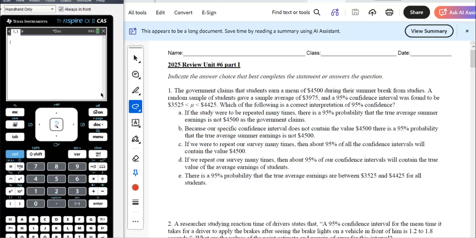Okay, here's the review for Unit 6, Part 1. The government claims that a student earned a mean of 4,500 during their summer break from studies. A random sample of students gave a sample average of 3,975, and the 95% confidence interval was found to be between 3525 and 4525. Which of the following is the correct interpretation of the 95% confidence interval?